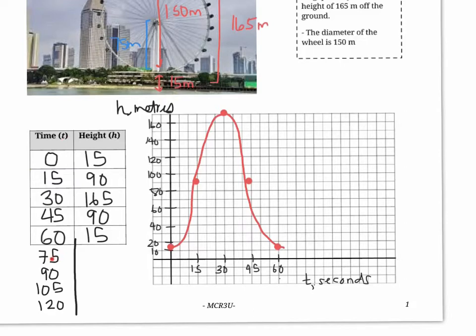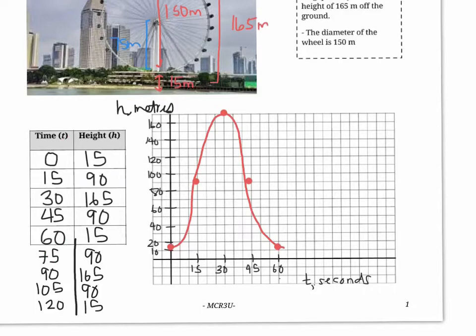So at 60 seconds we're at the bottom. At 75 seconds we're at the quarter mark, which means that our height's going to be 90. At 90 seconds we're all the way at the top, so our height's going to be 165. At 105 we're back around to the other quarter, so we're at 90. And at 120 we're back on the ground, so we're at 15.